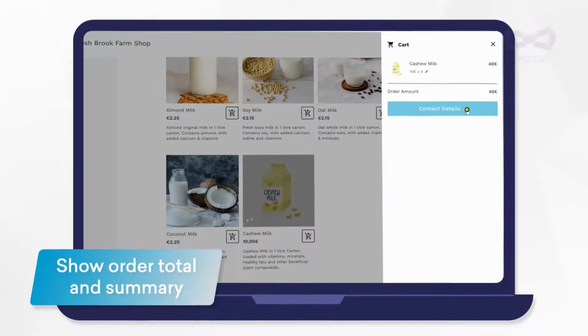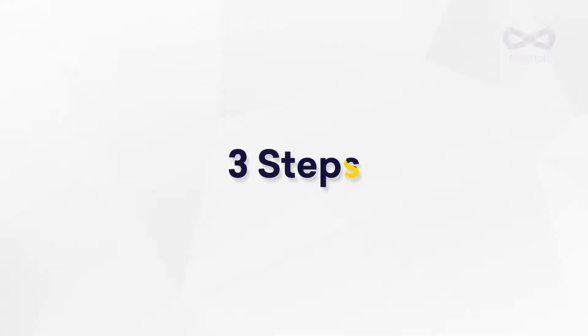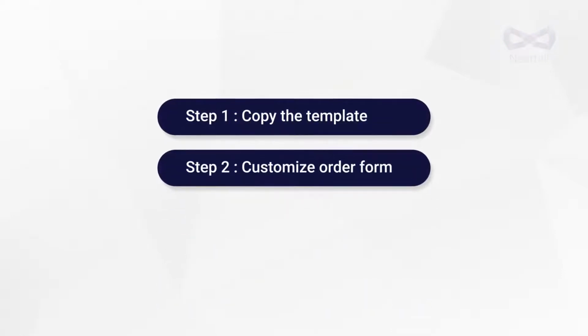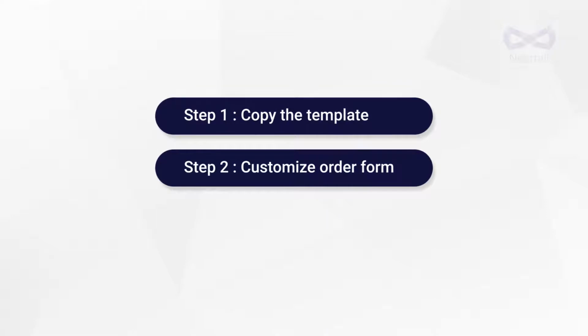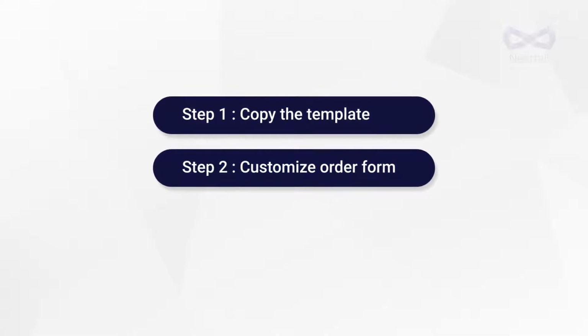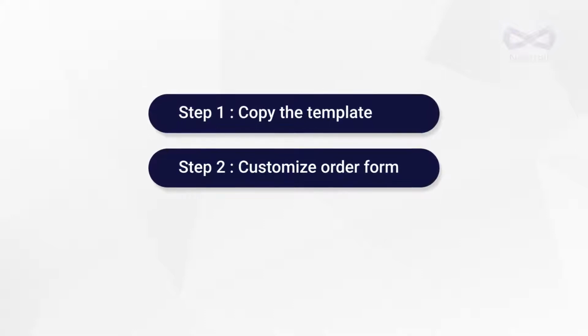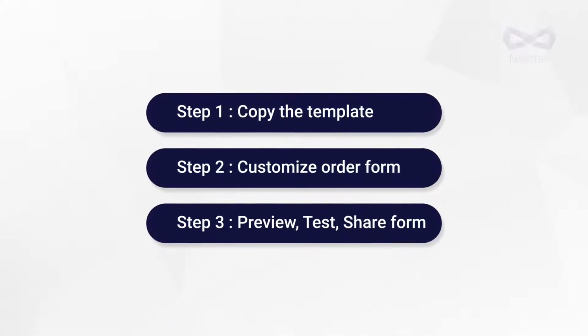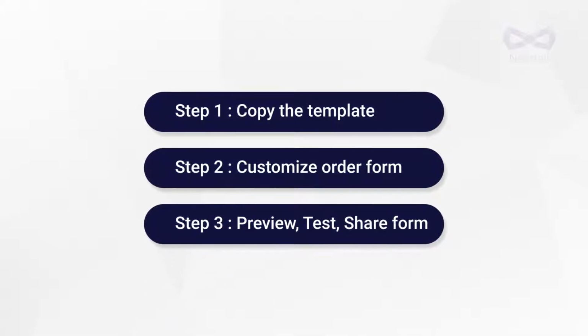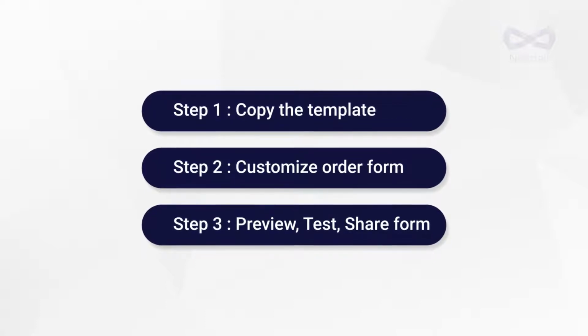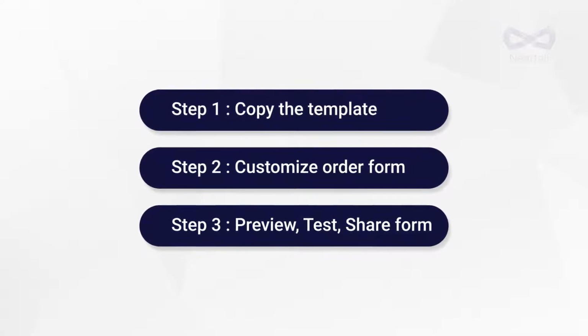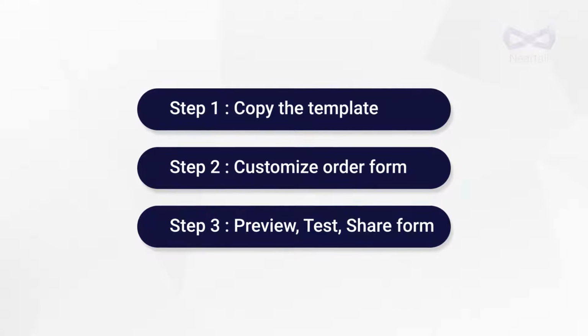Let's get started. We're doing this in 3 steps. Step 1. We'll copy this ready-made milk order form template. Step 2. Let's see how you can customize this template to add a new product to the list. Also, we'll see how you can set up daily stock or inventory. Step 3. At the end, let's preview the final form and test it by placing a sample order. And we'll see how you can share this form with your customers.